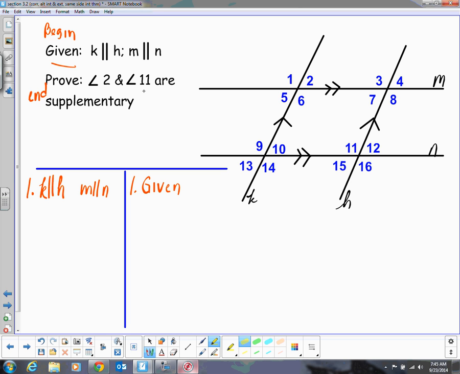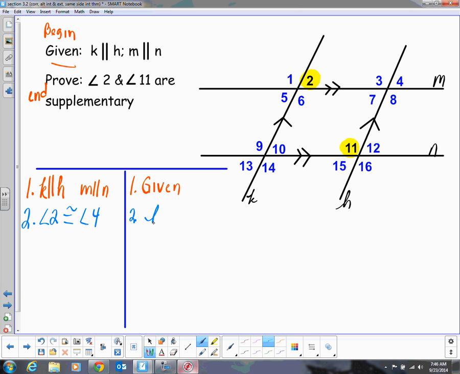Where do you want to begin? It's your choice. Okay. We're going to start at 2, keeping in mind we're working our way to 11. So do you want to go across M Street or do you want to go down K Street? Okay. So what can you tell me on M Street? Angle 2 is congruent to angle 4. What's the reason?